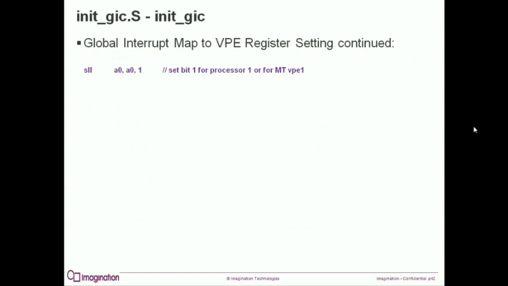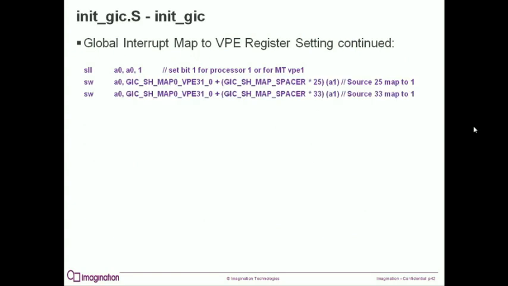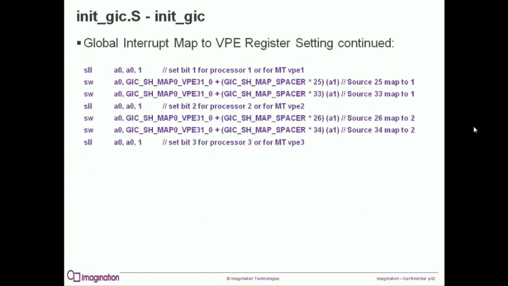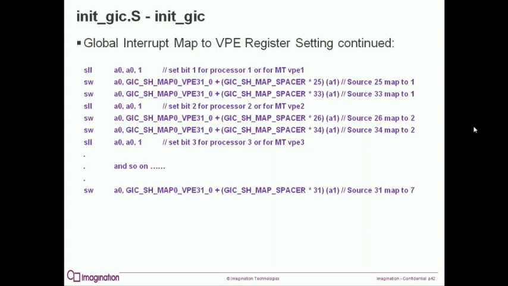The code continues to program each processor in turn. To increment the processor number stored in A0 to the correct bit position, it will shift A0 and program the appropriate map registers for the next interrupt pair.